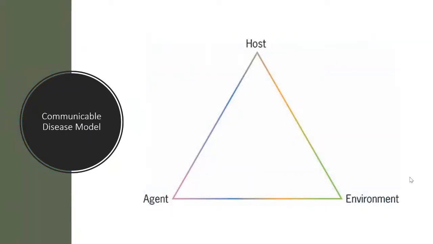And again, when we look at the communicable disease model, there are three ways we look at it. We look at it from the host, that's the person susceptible. The agent is the virus or bacteria, and then the environment are things that inhibit or promote that virus or bacteria to grow in our body.